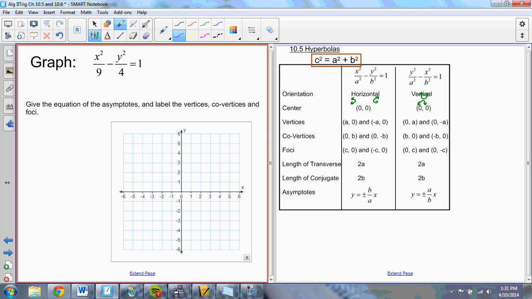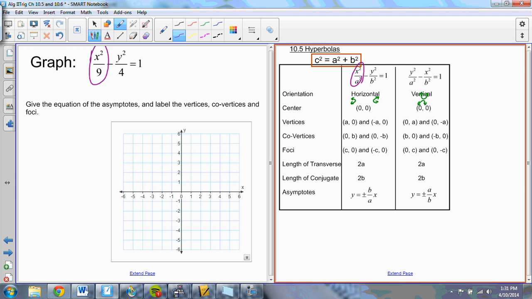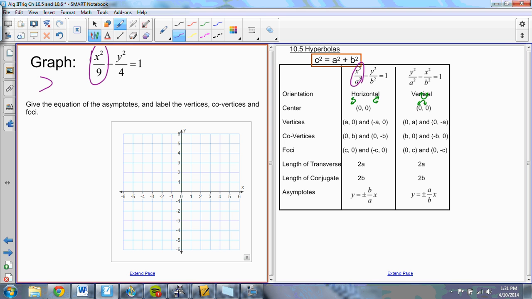Because the x is coming first, that's what matters here with hyperbolas. Because the x is coming first, just like it did over here, we know this one's going to go side to side. It's not because 9 is bigger than 4. It is bigger than 4, but that's not why. We know it's going side to side because the x is coming first.